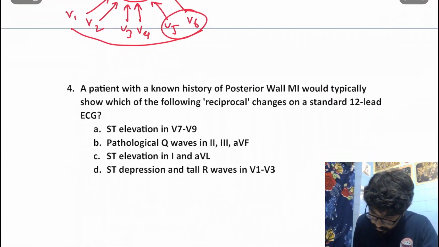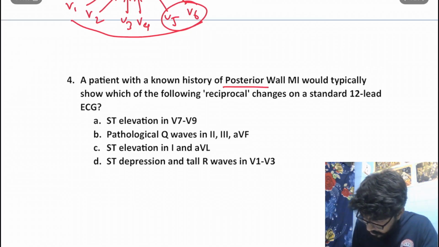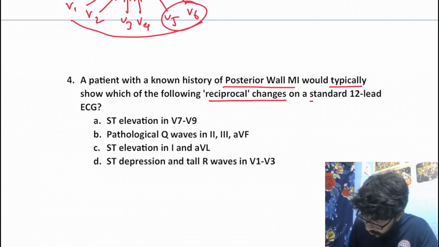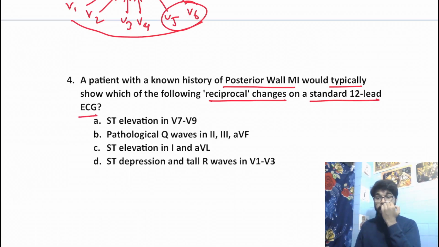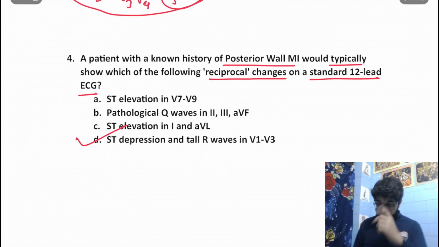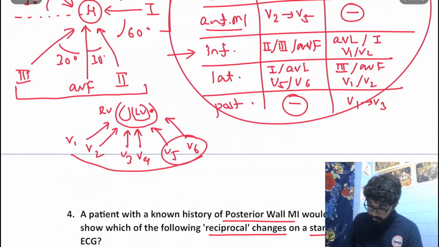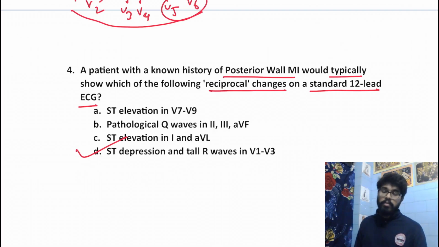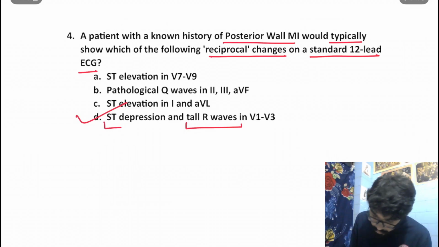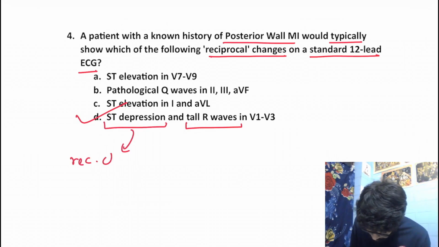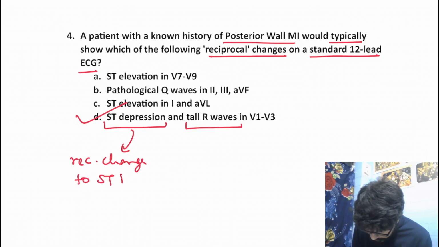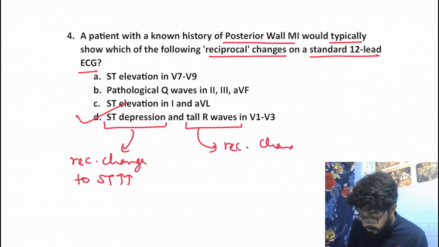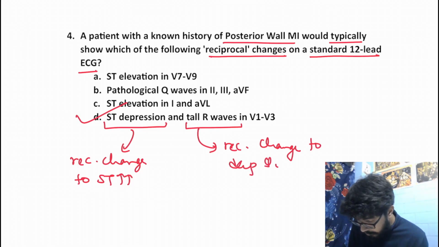Now, a patient with a known history of posterior wall MI would typically show which of the following reciprocal changes on a standard 12 lead ECG. Okay. Remember that we all know that we get ST segment depression in V1 to V3, right? We have read that. So the answer would be option D, ST segment depression and tall R waves. Now another component is tall R waves. So we all know that this ST segment depression is a reciprocal change to what? To ST elevation. Okay. And these tall R waves are actually reciprocal changes to deep Q waves.